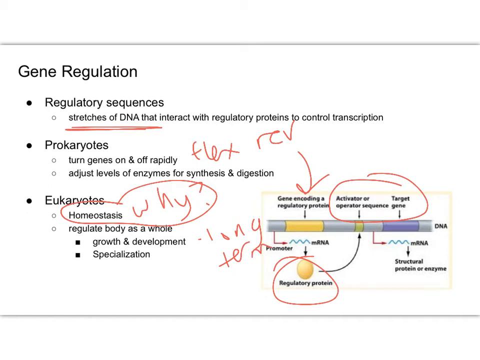Specialization. So allowing cells to specialize. And by allowing a cell to specialize, that means we are turning on and turning off large numbers of genes. And by turning on and off large numbers of genes, that's going to allow the cell to specialize into a bone cell, into a brain cell, into whatever it needs to specialize, which will help coordinate, again, the body as a whole instead of just focusing on the individual cells.